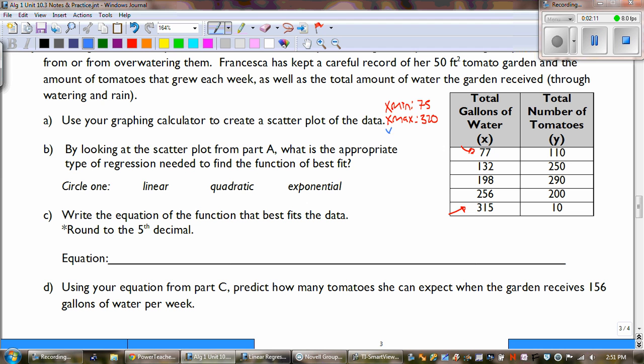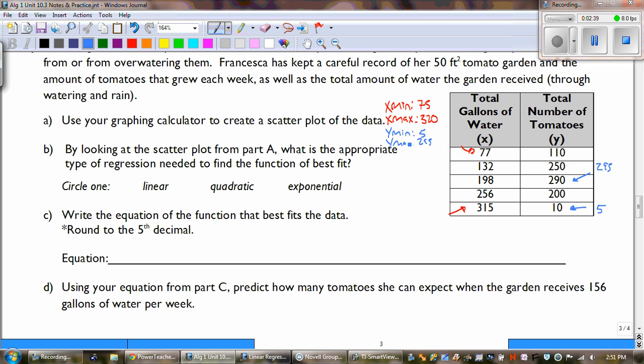Now we're going to do the same thing for our y min and our y max. My min is 10, that's my smallest number, so I'm going to do a y min of 5. My max is 290. I'm going to go 295. Oh, I wrote it the wrong way. 295.